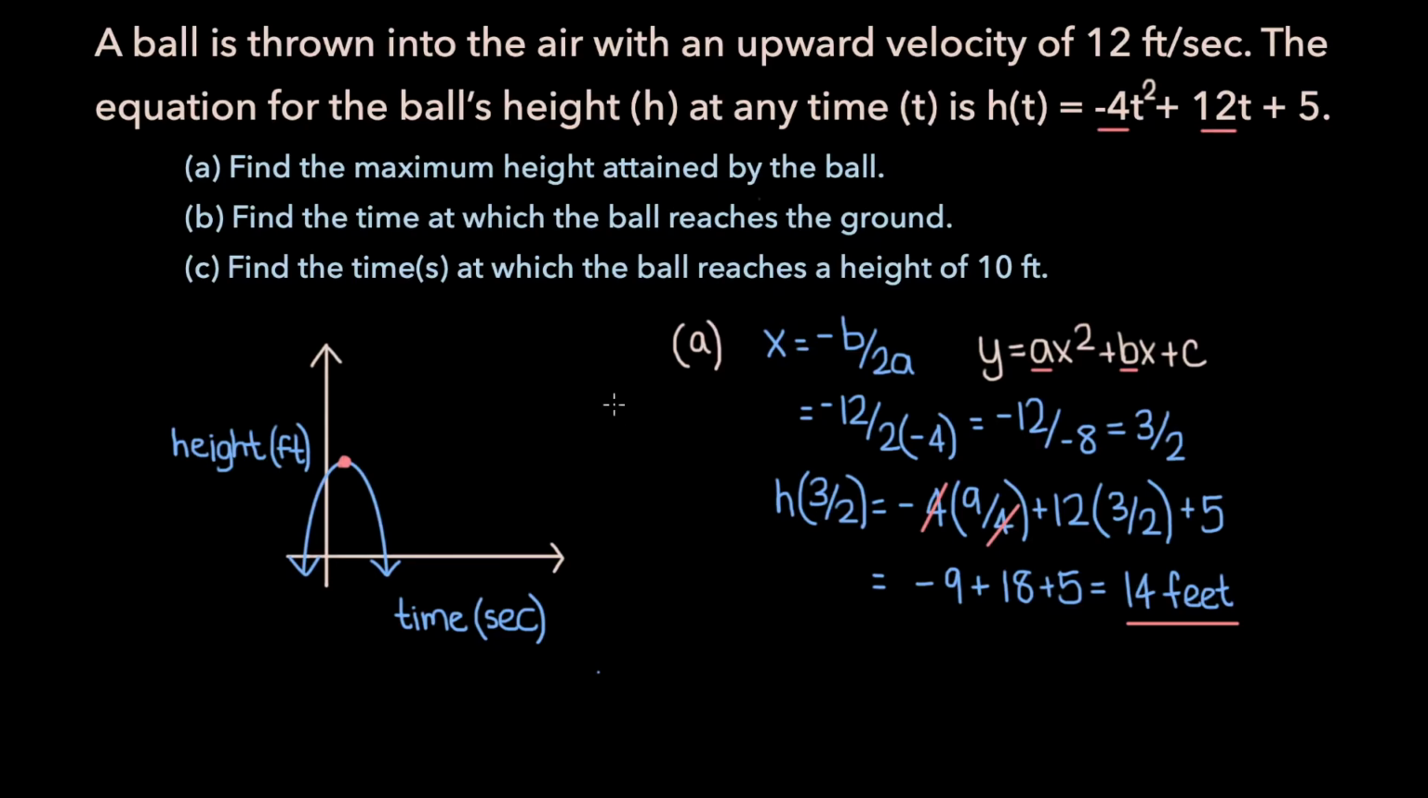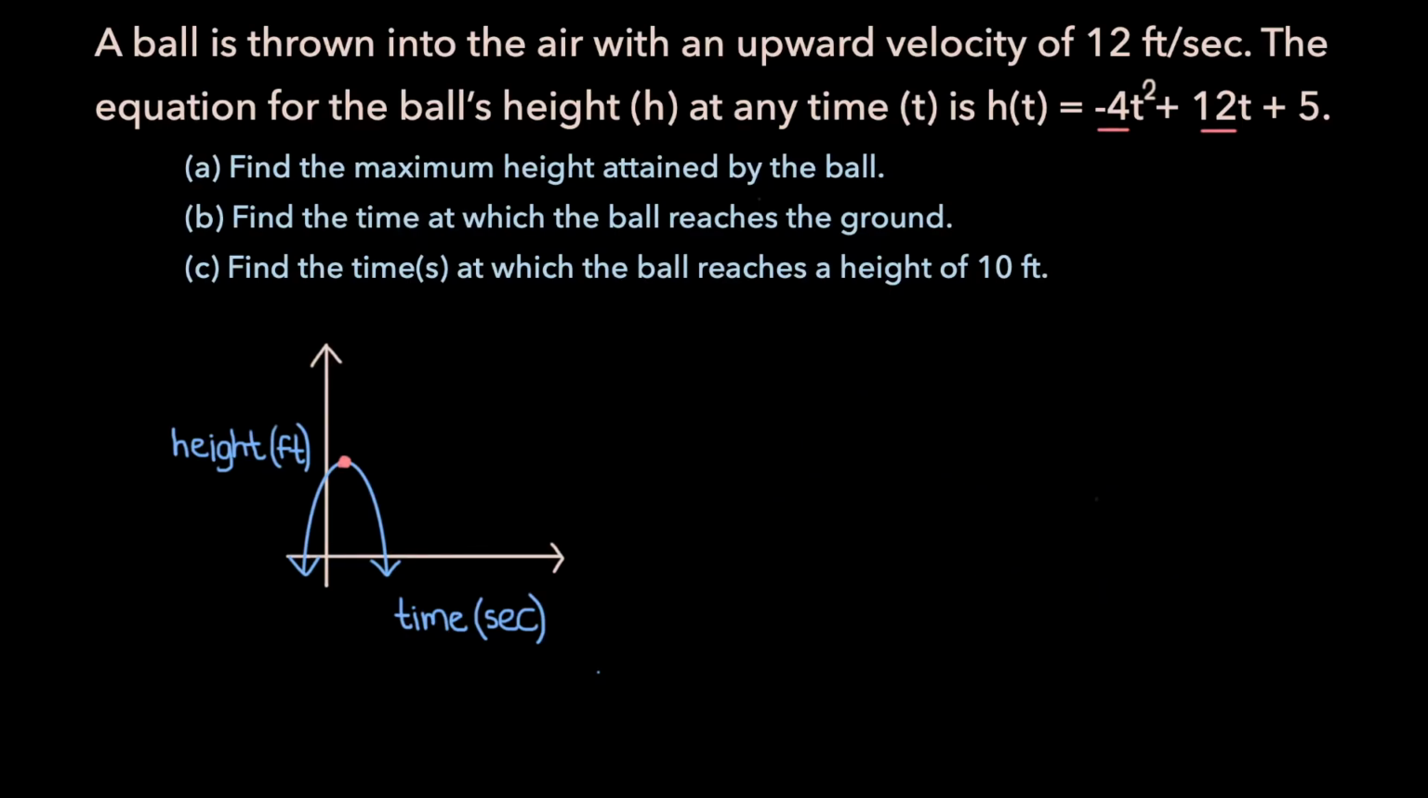Just to recap what we did, we determined that the maximum height for this parabola would be at its vertex, since the parabola opens downward. We first needed to find the x-coordinate for the vertex, and the x-coordinate for the vertex is equal to minus b over 2a, where b and a come from the general form of a parabola. So we found out what the x-coordinate was. We determined that it was 3 over 2, and 3 over 2 was the time at which the ball attained its maximum height. So we plugged in that value into our equation for h of t, and we determined that the maximum height the ball attains is 14 feet.